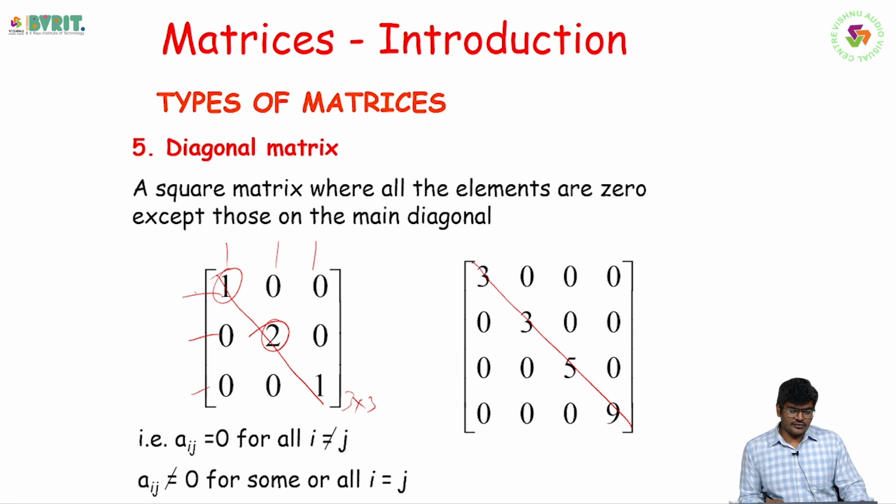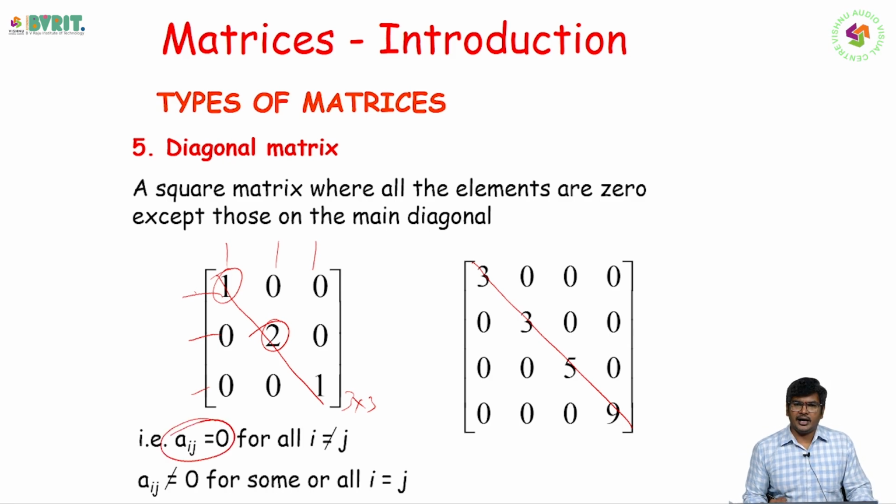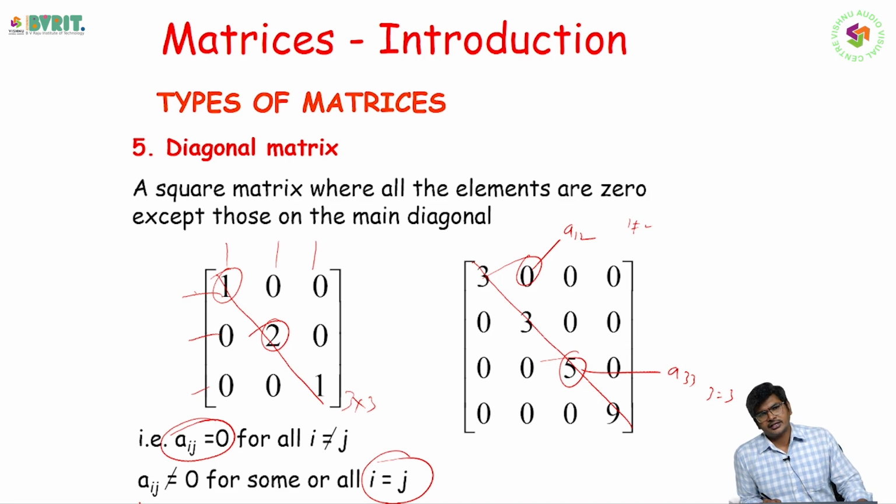What is the condition of a diagonal matrix? a_ij, meaning the ith row and jth column entry, is zero for i not equal to j. For example, what is the position of this element? Entry a_12, first row and second column. These are not equal, 1 is not equal to 2. Therefore, this element is zero. Here observe, what is the position of this entry? Third row and third column, that is a_33. Here 3 is equal to 3. In this case, i equals j, and the entry is not equal to 0. The remaining cases are all zeros. That is called the diagonal matrix.